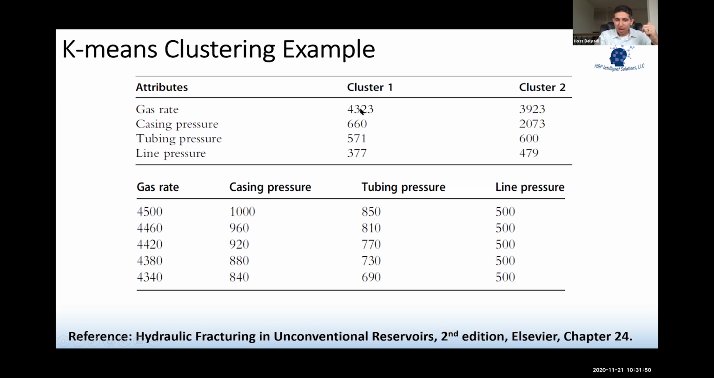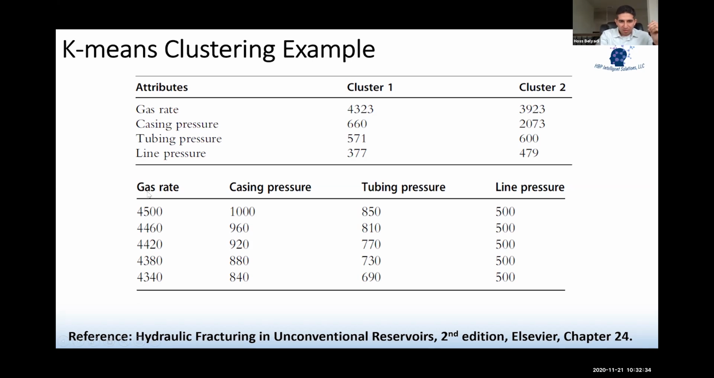So gas rate, cluster 1 is going to be 4323. Cluster 2 is going to be 3923. Casing pressure, cluster 1 is 660, and cluster 2 is 2073. Tubing pressure, 571, and cluster 2 is 600. Line pressure is 377, and cluster 2 is 479. So these numbers that you see for cluster 1 and cluster 2 are the output of your final cluster centroids. These are the final cluster centroids for each feature.